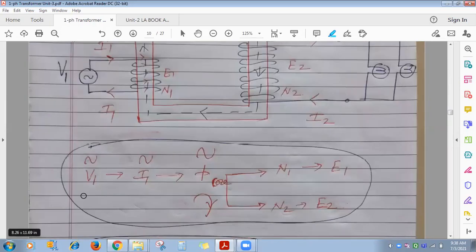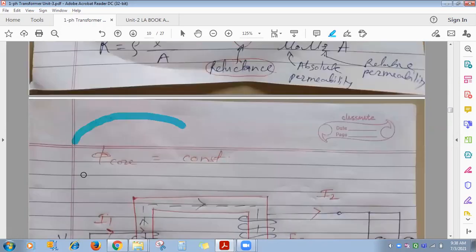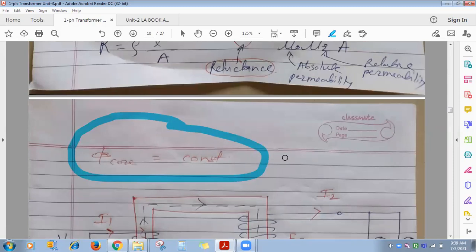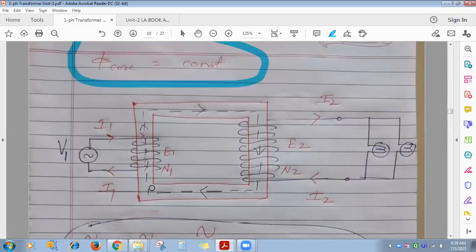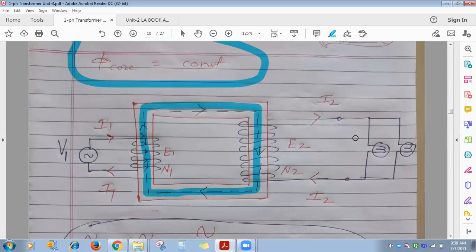Why does I1 increase? The transformer is called a constant flux machine. Flux in the core of the transformer remains constant. Whatever flux flows through the core is always constant. You don't put any load here, or you continuously change this lamp load. Initially 0 lamps, then 1, 2, 3, and so on, up to full load. You go on increasing. Still, what will happen? Flux in the core always remains constant.